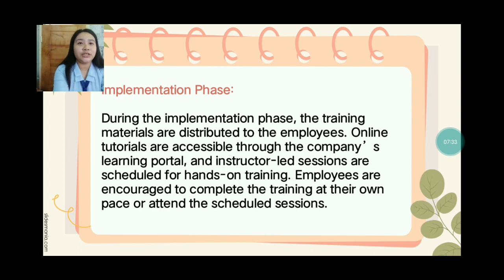In the implementation phase, the training materials are distributed to the employees. Online tutorials are accessible through the company's learning portals, and instructor-led sessions are scheduled for hands-on training. Employees are encouraged to complete the training at their own pace or attend the scheduled sessions.